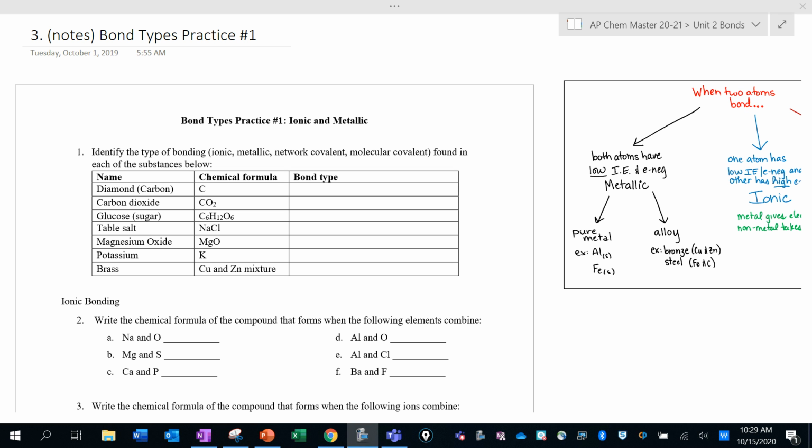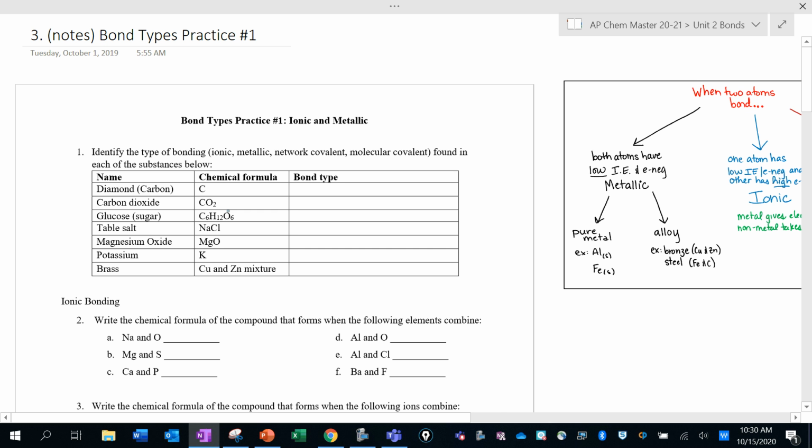Welcome. In this video, we're going to talk through some of the bond types practice problems, and we'll refer back to some of the notes from page 2 on bond types along the way. And I have some little screenshots of some of the notes from there. And so first we want to be able to identify the type of bonding found in each of the substances.